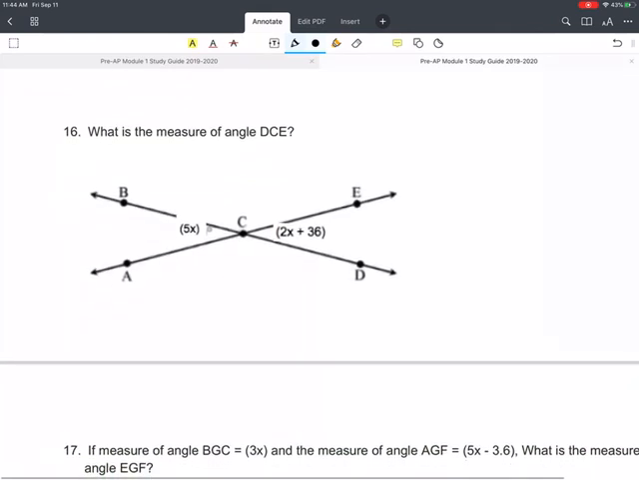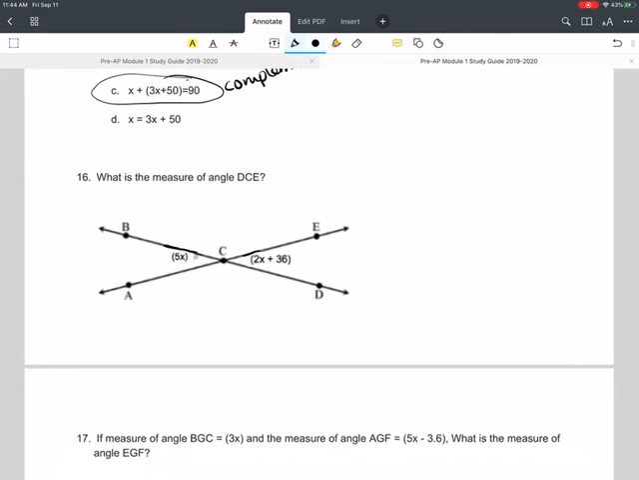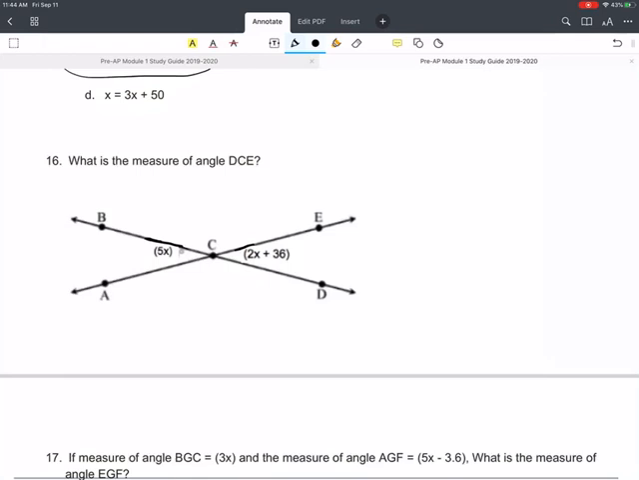All right, 16. Again, this kind of cut through the lines a little bit. I'll just fill them in. Alright, so looking at this, I have intersecting lines. And we know that intersecting lines create right angles. So when setting this up, these two angles would be equal to each other. So to write my equation, I would have 5x equals 2x plus 36. We have done multiple examples of this.